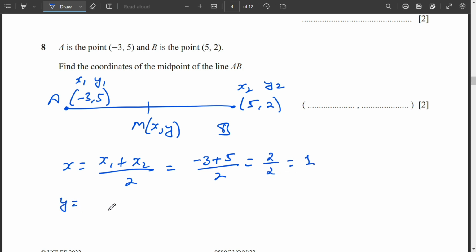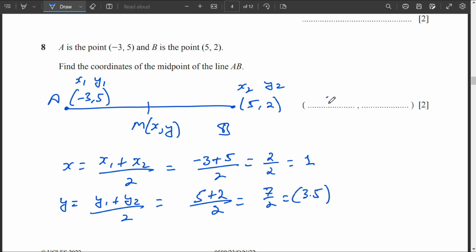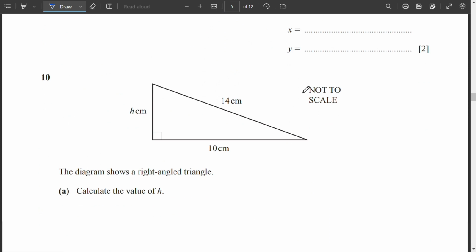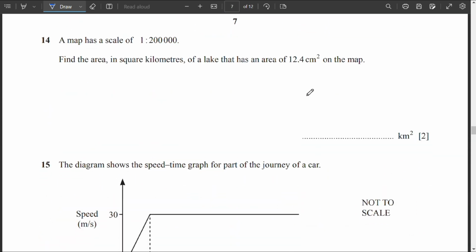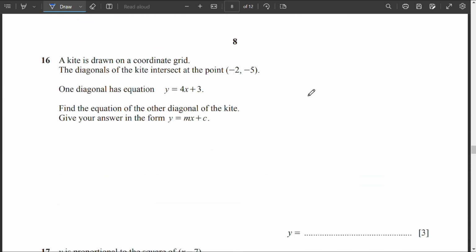For the y, we have y1 plus y2 by 2, that means 5 plus 2 by 2. So 5 plus 2 is 7. 7 by 2 is 3.5. So the coordinates of the midpoint are: x is 1 and y is 3.5. So this is the midpoint of the points A and B. Now the next question is question number 16, which is of coordinate geometry.